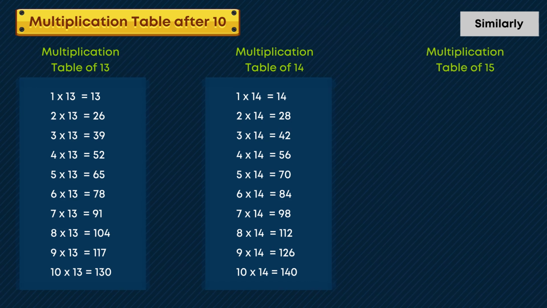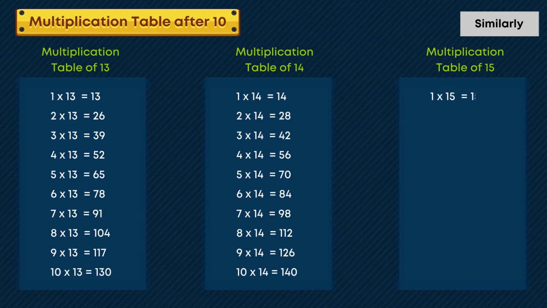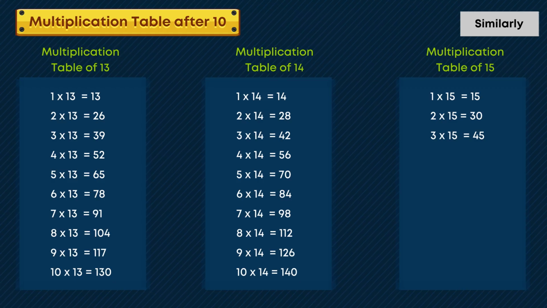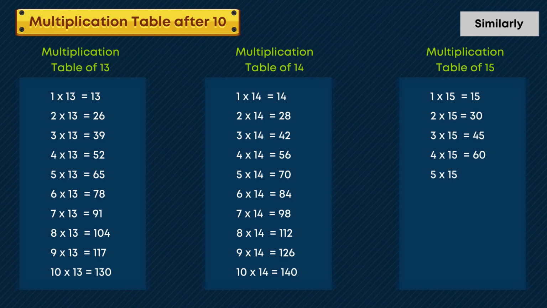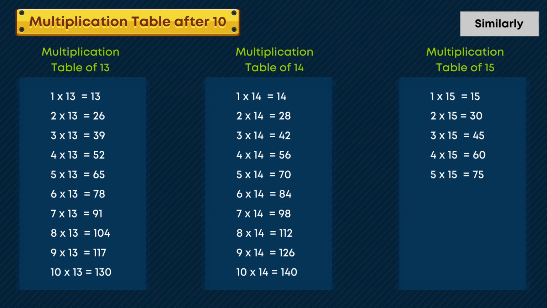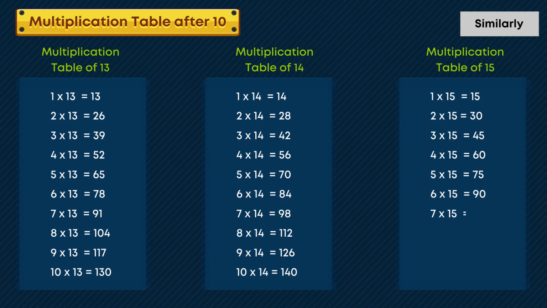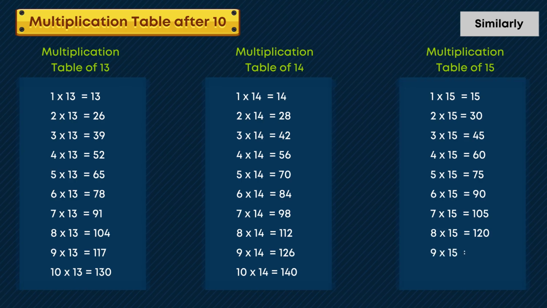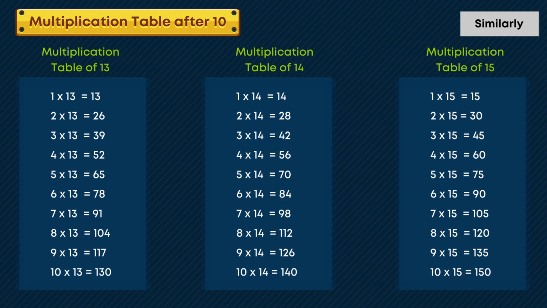Multiplication table of 15. 1 times 15 is equal to 15. 2 times 15 is equal to 30. 3 times 15 is equal to 45. 4 times 15 is equal to 60. 5 times 15 is equal to 75. 6 times 15 is equal to 90. 7 times 15 is equal to 105. 8 times 15 is equal to 120. 9 times 15 is equal to 135. 10 times 15 is equal to 150.